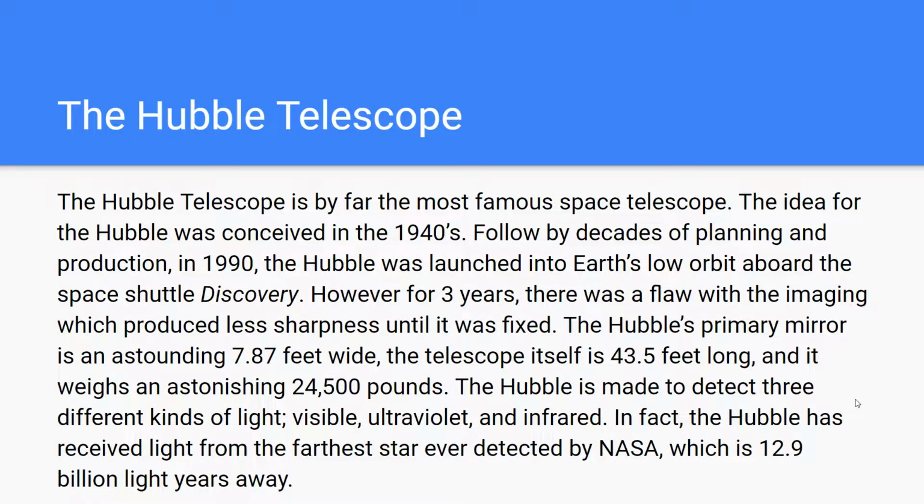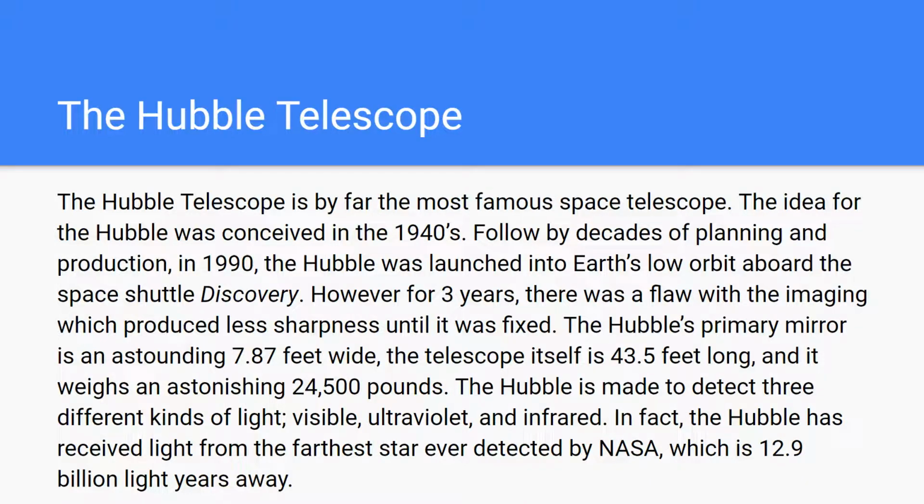So one of the most famous space telescopes is the Hubble telescope. The Hubble telescope is by far the most famous space telescope. The idea for the Hubble was conceived in the 1940s. Followed by decades of planning and production, in 1990 the Hubble was launched into Earth's low orbit aboard the Space Shuttle Discovery. However, for 3 years there was a flaw with the imaging which produced less sharpness until it was fixed. The Hubble's primary mirror is an astounding 7.87 feet wide. The telescope itself is 43.5 feet long, and it weighs an astonishing 24.5 thousand pounds.